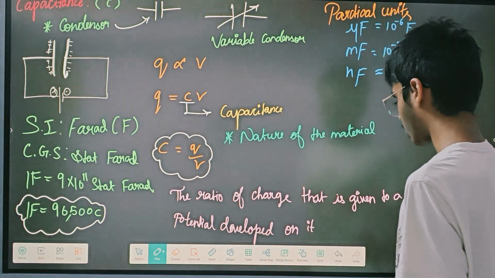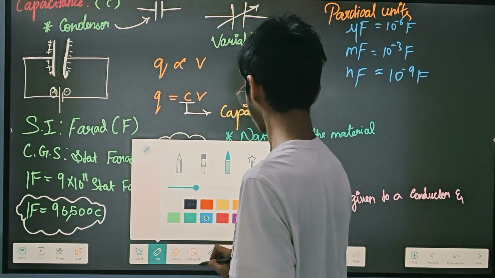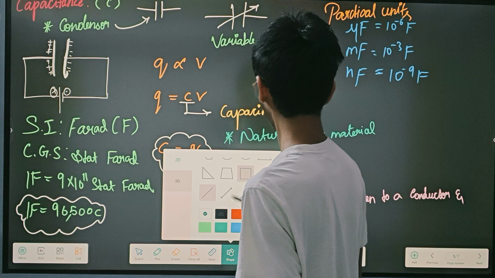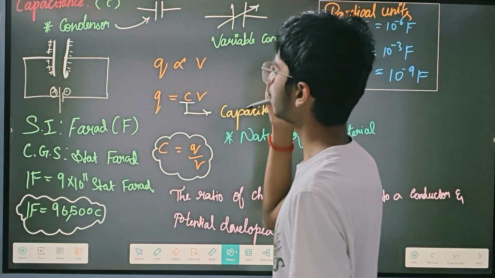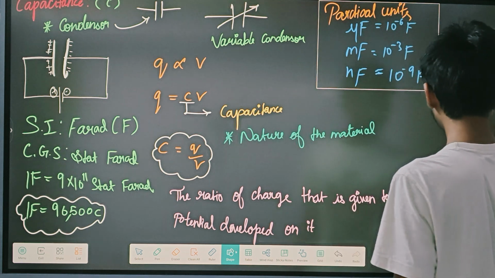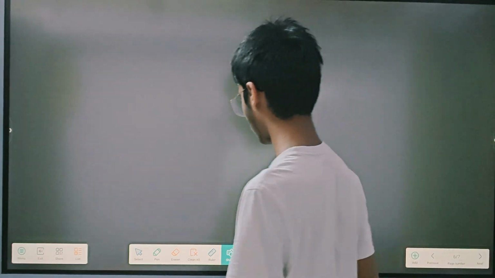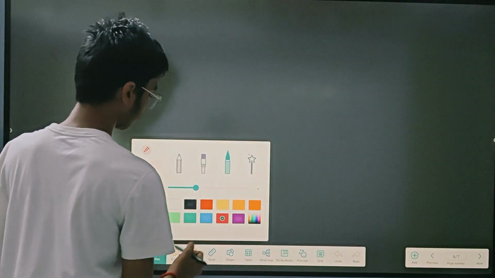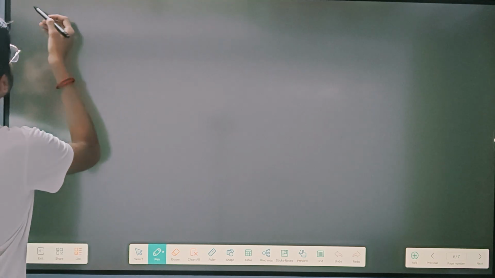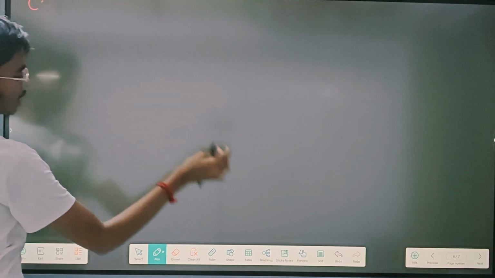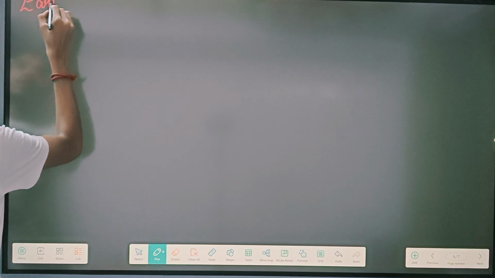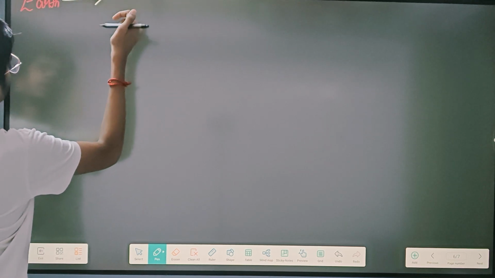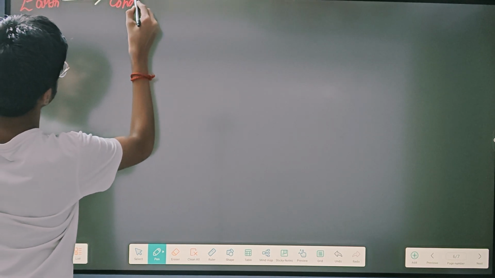Now we will be doing one numerical. Before that, this will be very useful when we are revising or making a one-shot video covering the total chapter within one part. The next thing is Earth. We are considering Earth itself as a condenser.